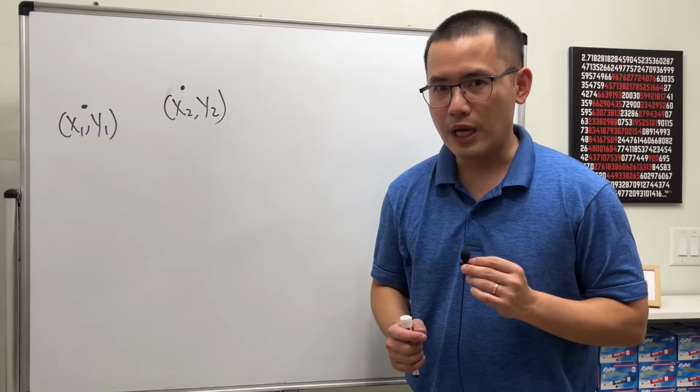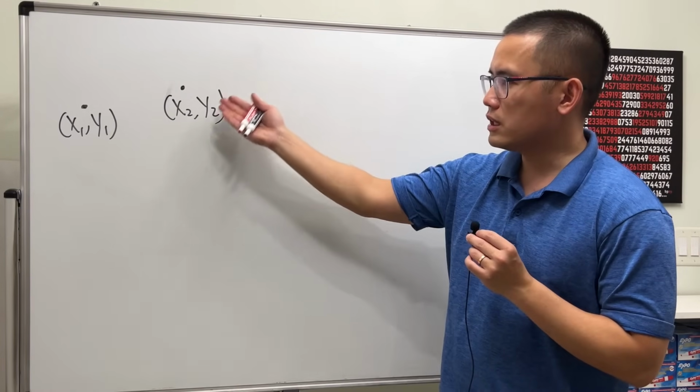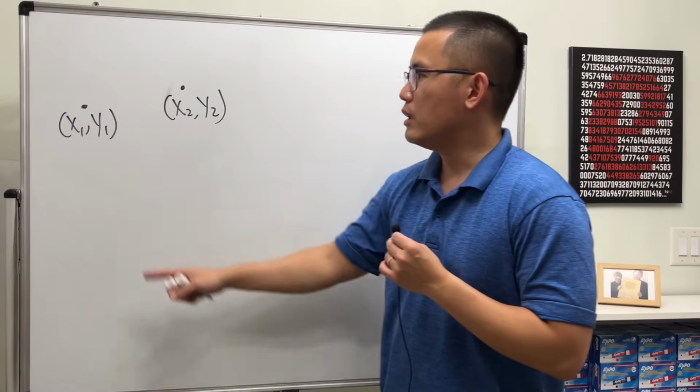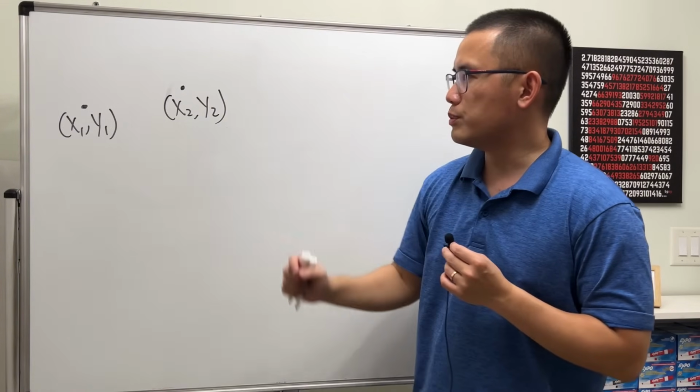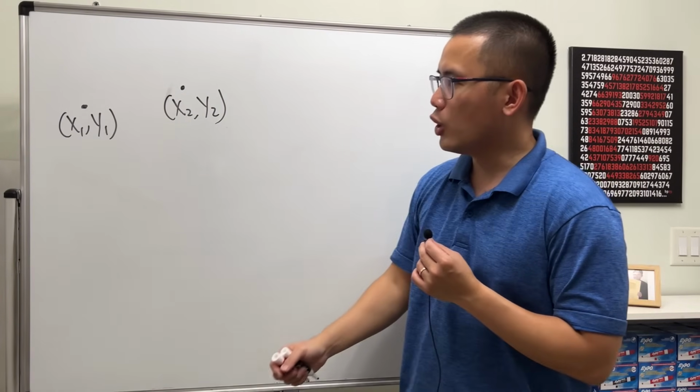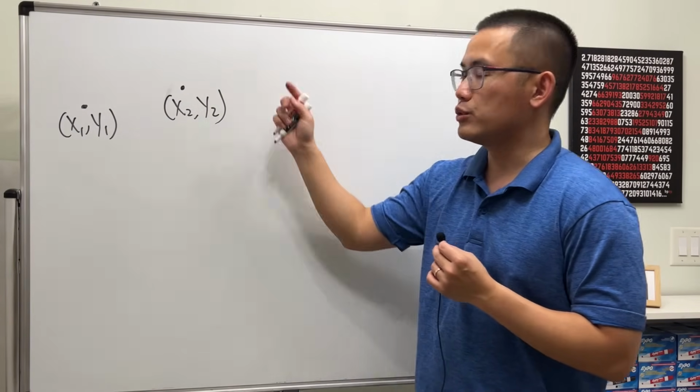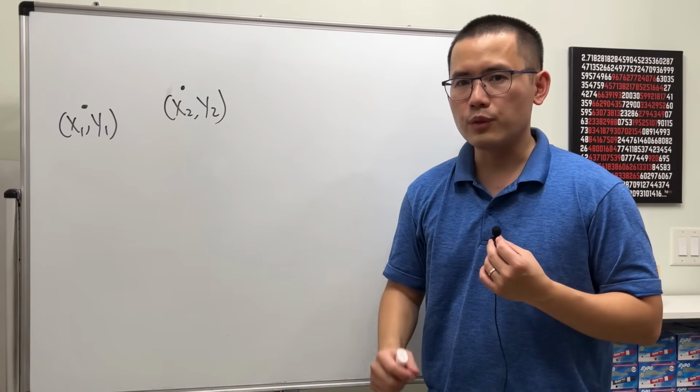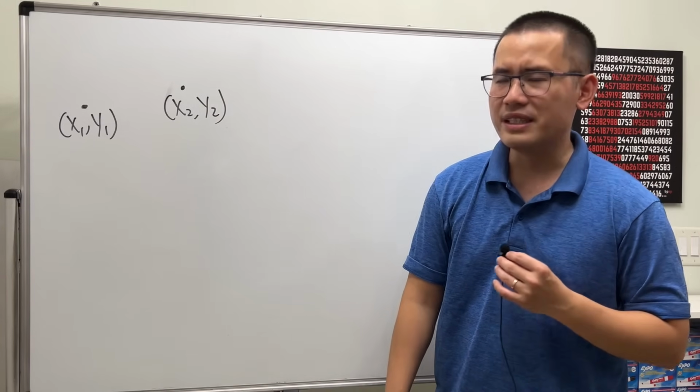So you know how a lot of algebra questions are based on given 2 points. For example, let's find the distance between these 2 points, or we can also find the slope of the line that connects these 2 points. But there's one kind of question that you don't really see often.